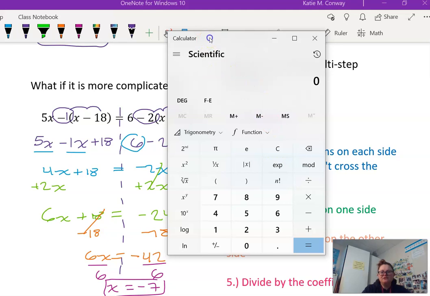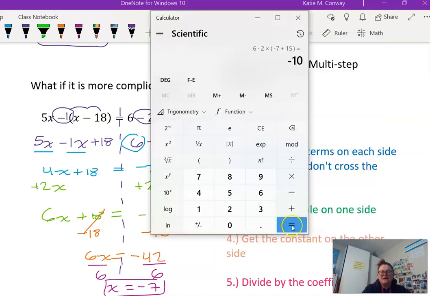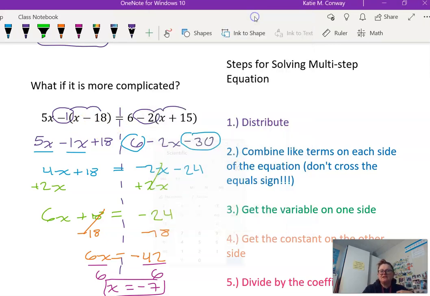And then I'm going to do 6 minus 2 times parentheses -7 plus 15, close parentheses, and that's also -10. So since I got -10 for both the left and the right side of the equation, that means that my answer of -7 is correct.